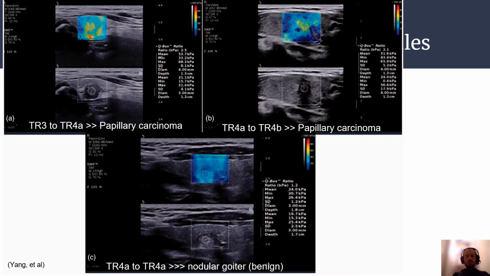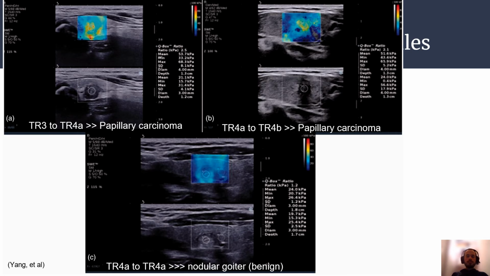Each of these three nodules in these three figures labeled A, B, and C has been either downgraded or upgraded, and the histology confirmed the accuracy of elastography. In figures A and B, elastography upgraded the TIRADS scoring of the thyroid nodules, and histology confirmed that the nodules are papillary carcinoma in both cases. In figure C, the opposite happened. Elastography downgraded this nodule from TIRADS 4A to TIRADS 3, and histology confirmed that this is a benign nodular goiter.